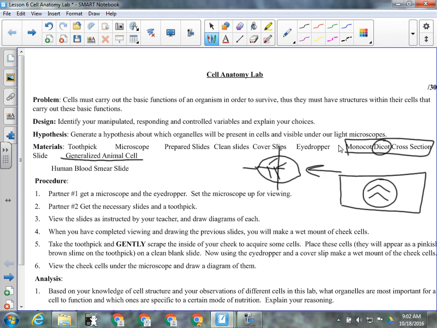The cells in that are really, really small. I'm going to show you what it kind of looks like here, and then you'll know what you're looking for as well in the lab. The last one that you're going to do a diagram of: you're going to do a diagram of the animal cell, and you're going to do a diagram of your own cheek cells. Now that's as far as we can go with using your own cells.